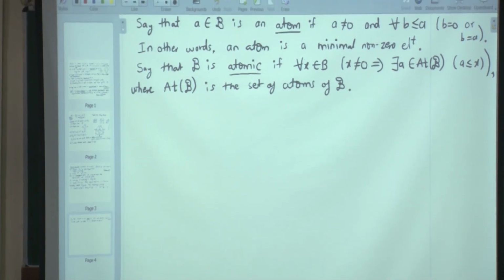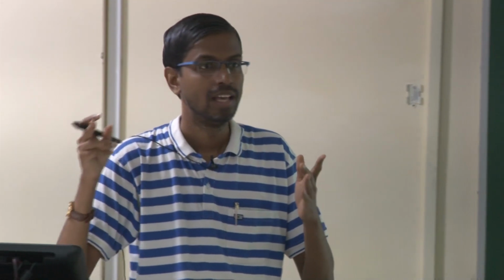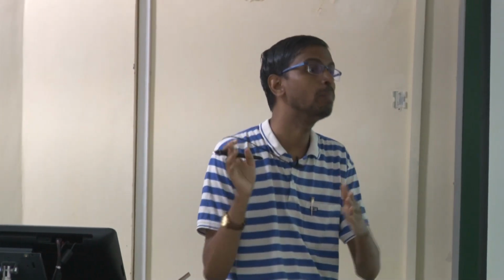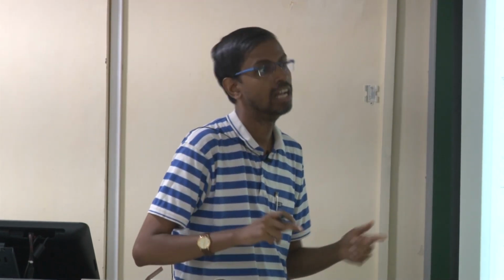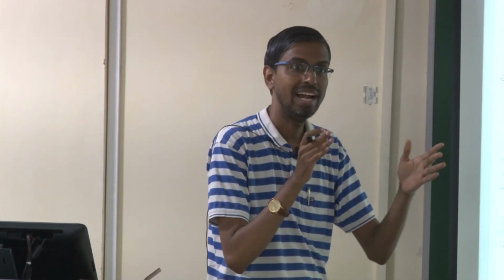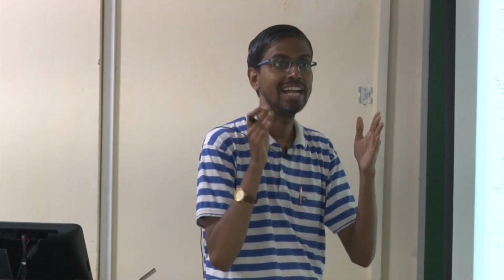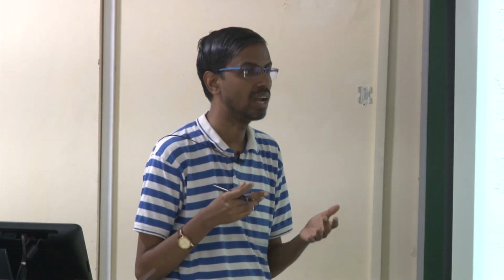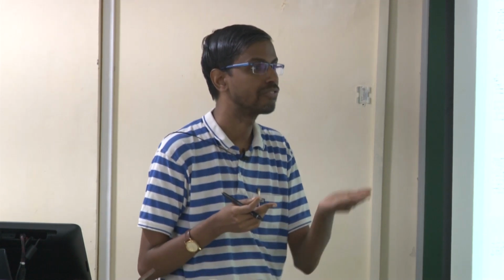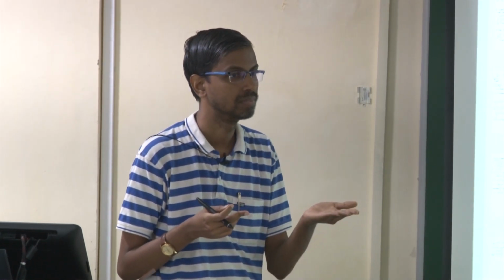So it's similar to complement and complemented. An element has a complement, and complemented means every element has a complement. Here we are saying some element is an atom, and then the Boolean algebra is atomic, which means every non-zero element lies above an atom.